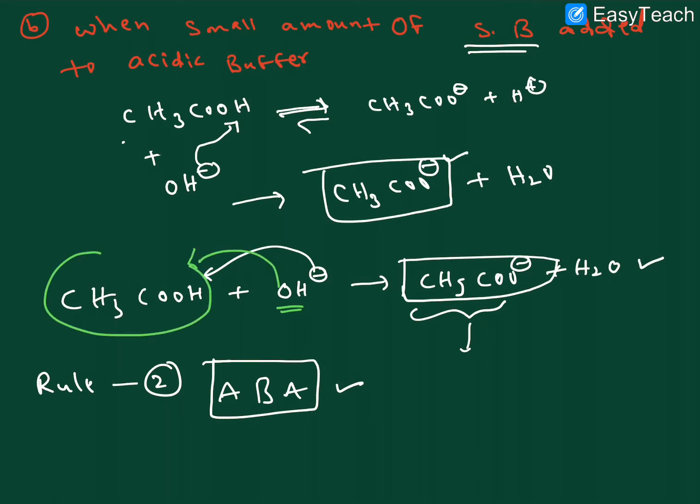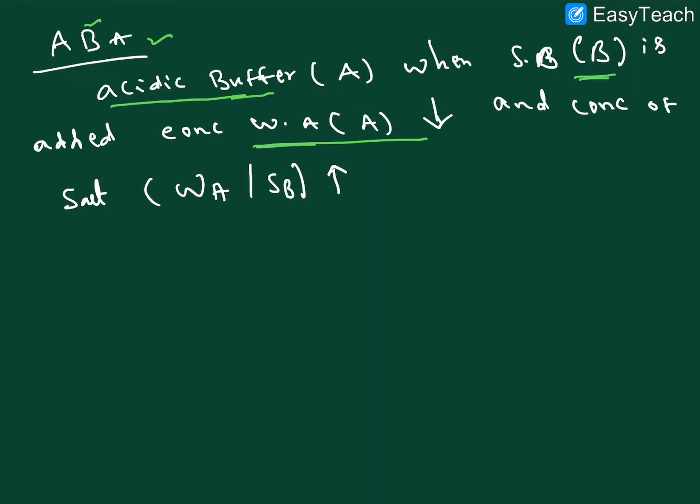Whenever we add the base, it reacts with acetic acid, so the concentration of acetic acid decreases and the acetate ion increases. This is the salt, combined with the sodium ion, and its concentration is increasing, while the acetic acid concentration is decreasing whenever a strong base is added to the acidic buffer solution, right? So that is what happens here. The acetic acid concentration decreases, and the concentration of the salt of weak acid and strong base increases. Very clear, right?